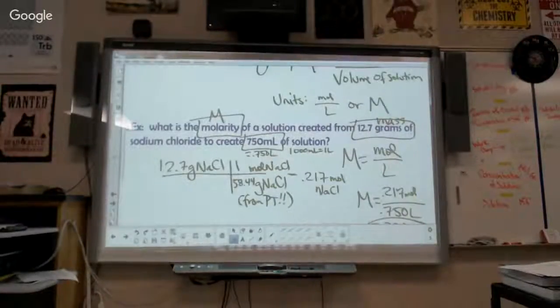You can make one up. I mean, literally, just like I made up this one on here. What's the molarity of a solution created from 75 grams of silver chloride in 300 milliliters of solution? You can just make up different numbers and plug them in.